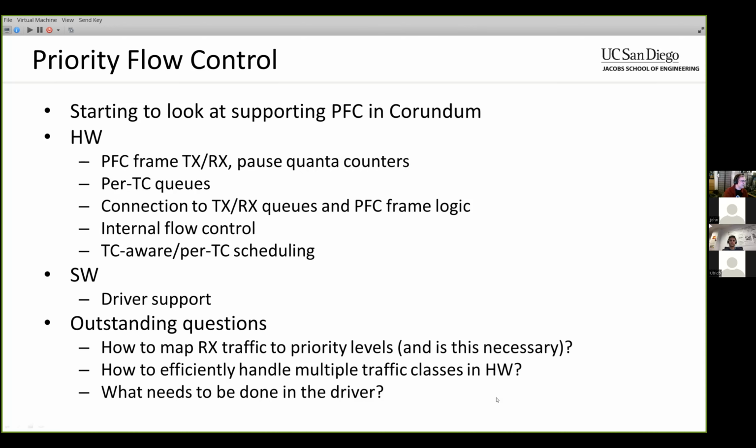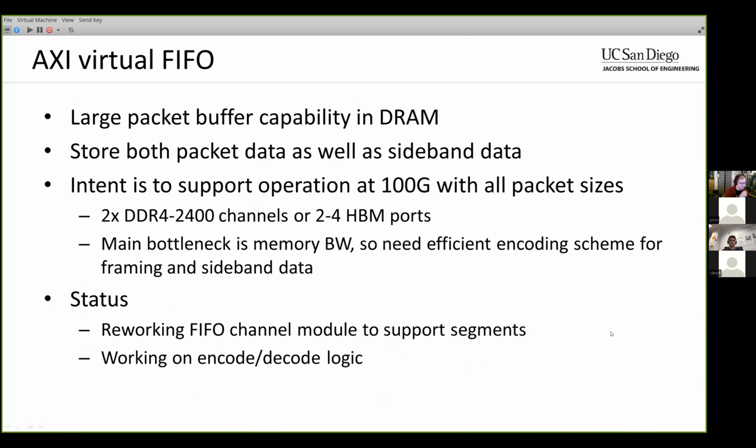Cool. All right, so that rounds out what I want to talk about in terms of priority flow control. Now, the piece that I've been working on is the AXI virtual FIFO, aside from all of the screwing around with GitHub Actions and whatnot. The idea behind this is to be able to buffer packets in DRAM at, hopefully, Ethernet line rate. And what I've been working on is getting the encode/decode logic implemented.